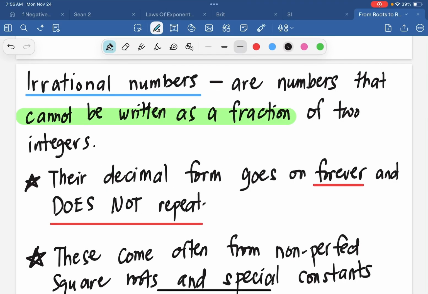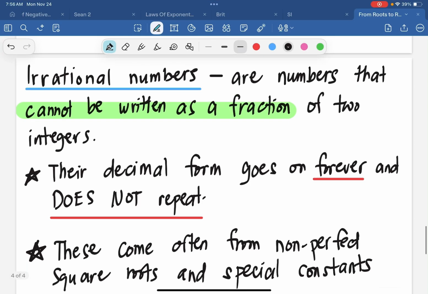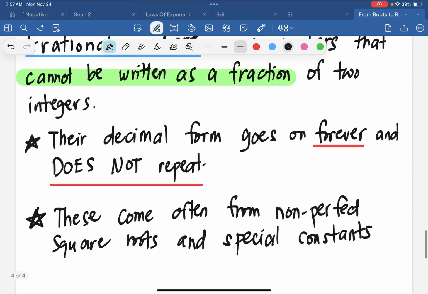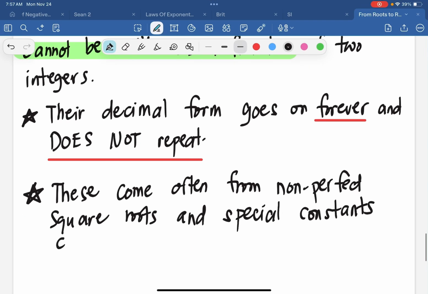And to our main topic today about irrational numbers, these are numbers that cannot be written as a fraction of two integers. Their decimal form goes on forever and does not repeat, unlike rational numbers. And these often come from non-perfect square roots or even cube roots and other index or nth roots and special constants. So square roots, cube roots, or other nth roots.